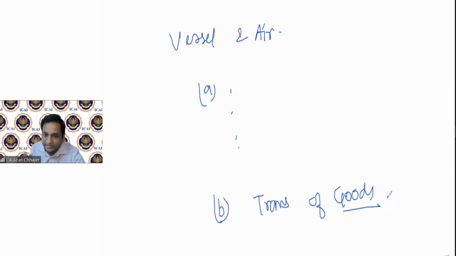You can see the vessel and aircraft clause. It is specifically written as transportation of goods. So you may ask, sir, why is it not written in clause A? Because indirectly they have included it. They've used the words transportation of persons. It means if it is transportation of goods, no problem.